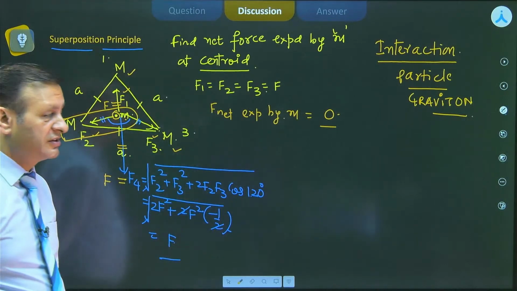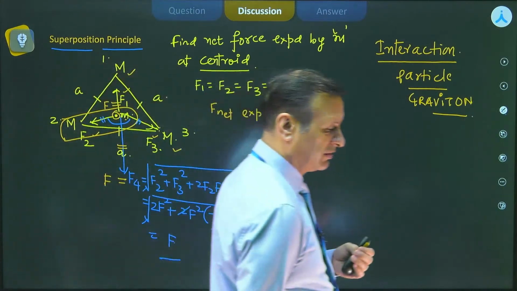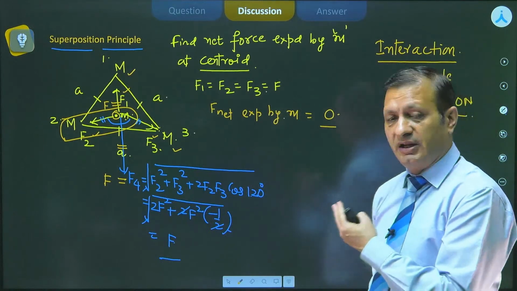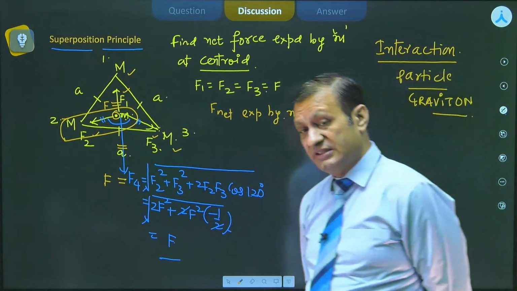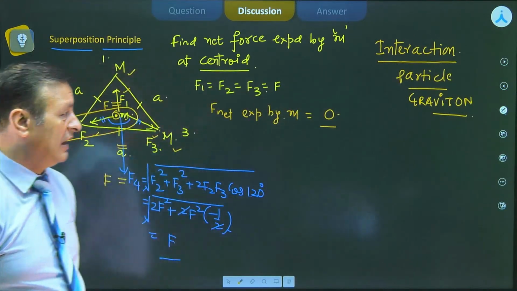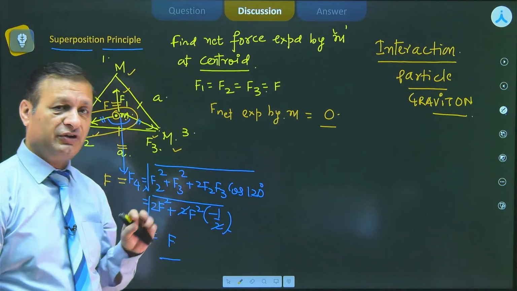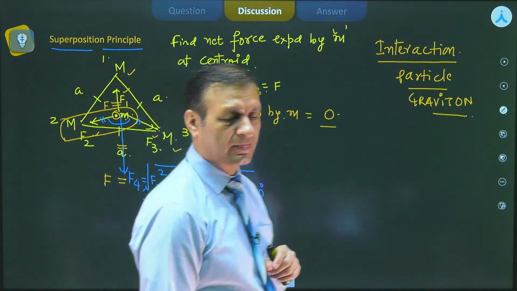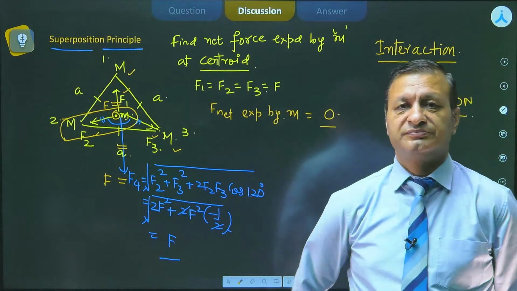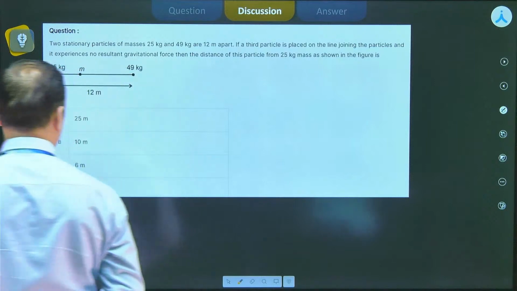So I was just discussing the features. The graviton we have just added, the unsaturated nature we have added, then the superposition principle we have stated and how to calculate it, and that force between a given pair of masses is independent of the other masses. So all these features have added to your theoretical understanding of Newton's law of gravitation. Any doubt? If you have any doubt, you can confirm it, you can clear it. So let's move to the next one.